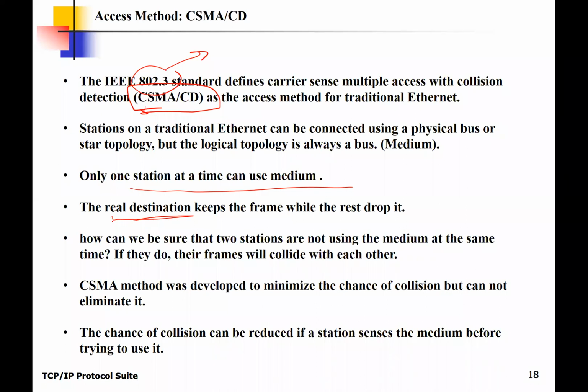I open it, correct? And I see the destination is my address. So what does that mean? I receive the frame, I open the frame. Remember the frame has source and destination address. And I see this destination, it's my address. What do I have to do? Keep it, because it's coming to me, correct?